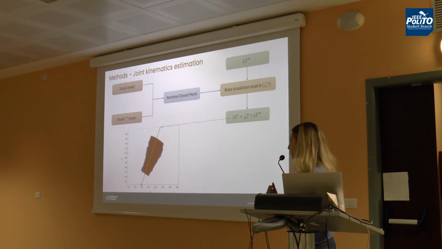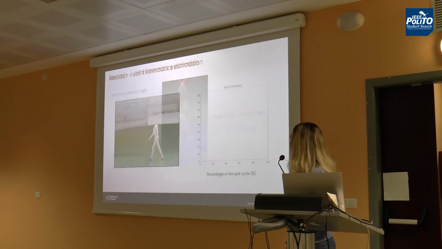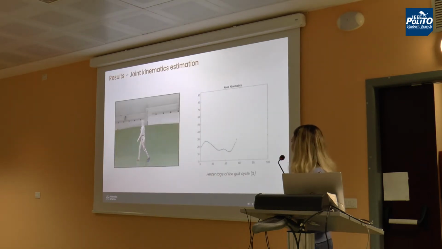As I said before, for the foot, it's possible to estimate the position of the lateral epicondyle, so the knee, by using the iterative closest point between the shank model and the shank previously obtained. The same procedure is applied for the thigh to obtain the position of the trochanter. Once we can extract all the anatomical landmarks, it's possible to calculate all these joint angles and to obtain this curve. For example, in this case, I reported the curve of the knee of this subject.